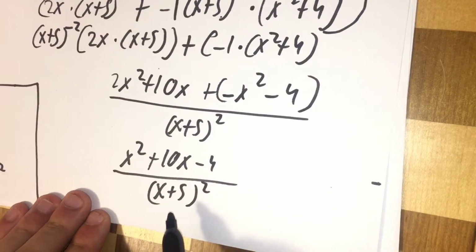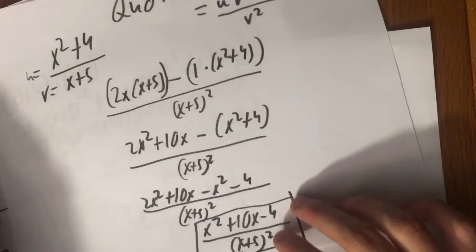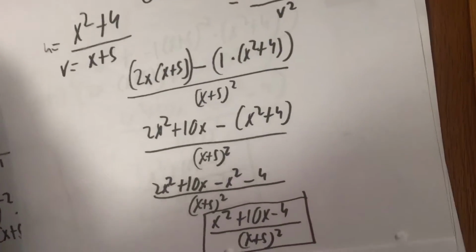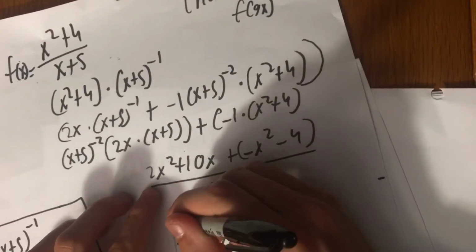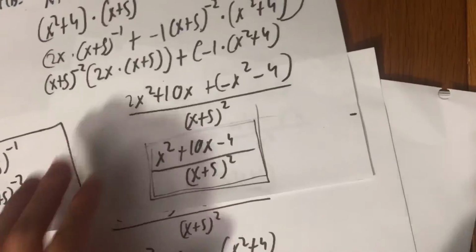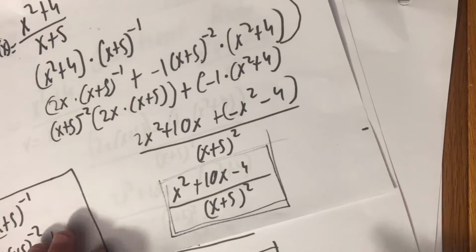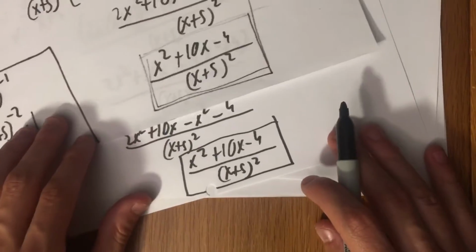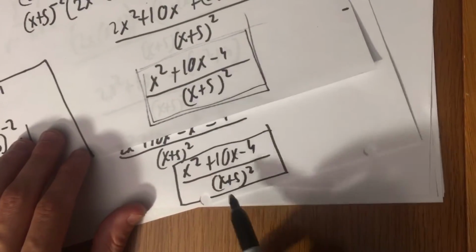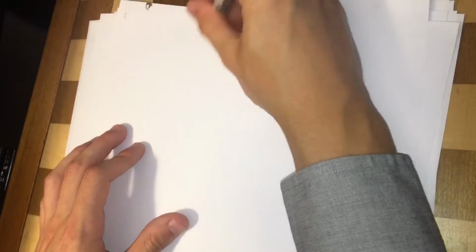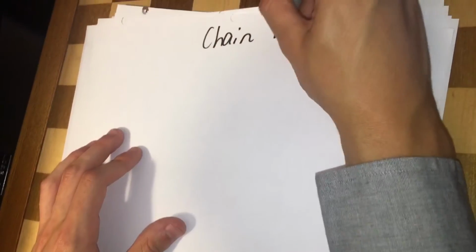So let's check and see if this answer is the same as our first answer. Okay, so this is our answer to our quotient rule, and this is our answer to our product rule version. So as we can see, the answers are equivalent. So we have chain rule.